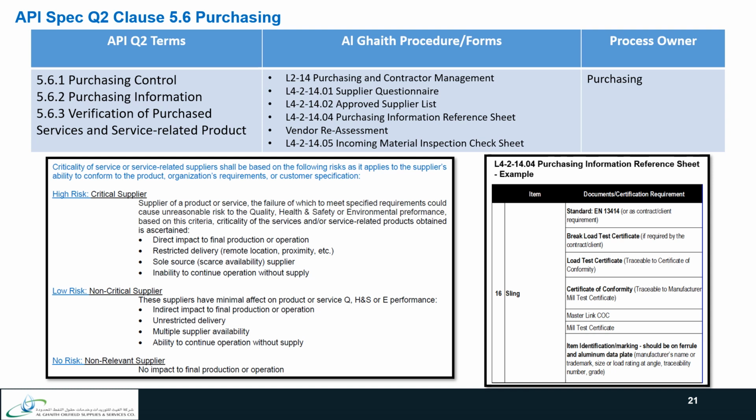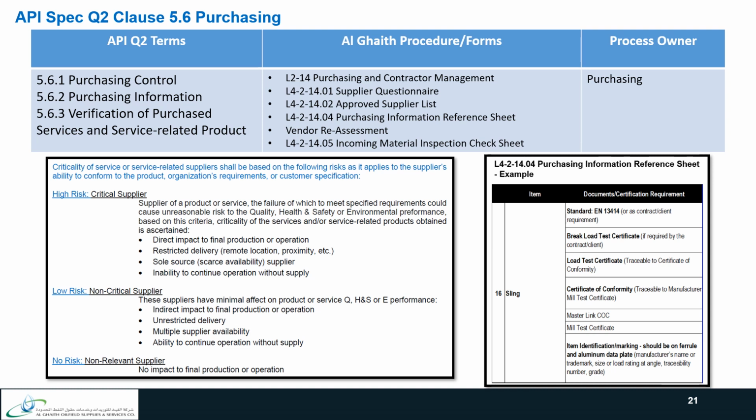API Q2 Clause: Purchasing. To understand completely the purchasing process in Ghaith, please go through the L214 Purchasing and Contractor Management Procedure. Ghaith has three categories of vendors: high risk, critical supplier; low risk, non-critical supplier; and no risk, non-relevant supplier. For vendor initial assessment, the L4214.01 supplier questionnaire needs to be completed by the vendor. Critical suppliers shall be audited by Ghaith QHSE before they can be registered in the approved suppliers list and start transactions.